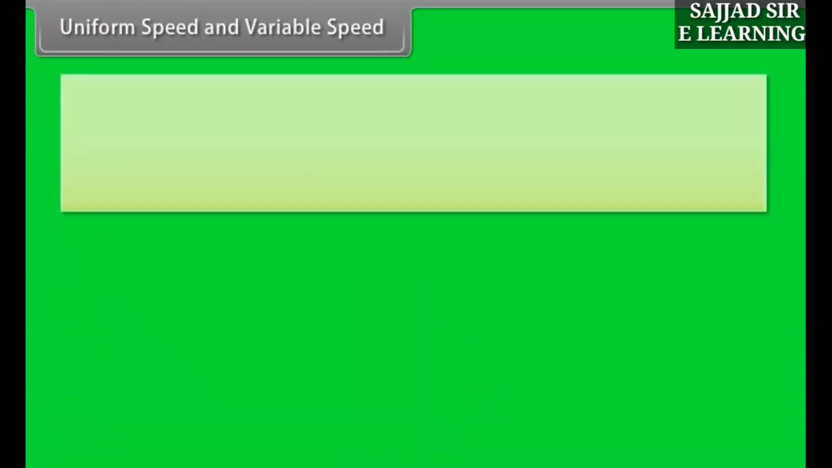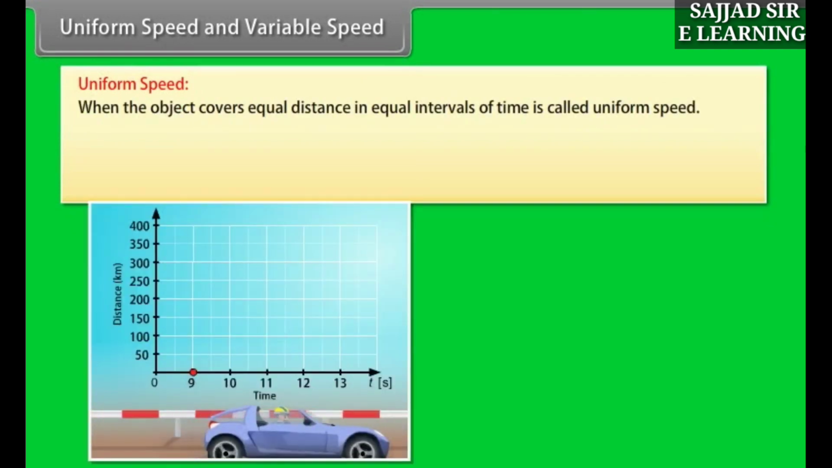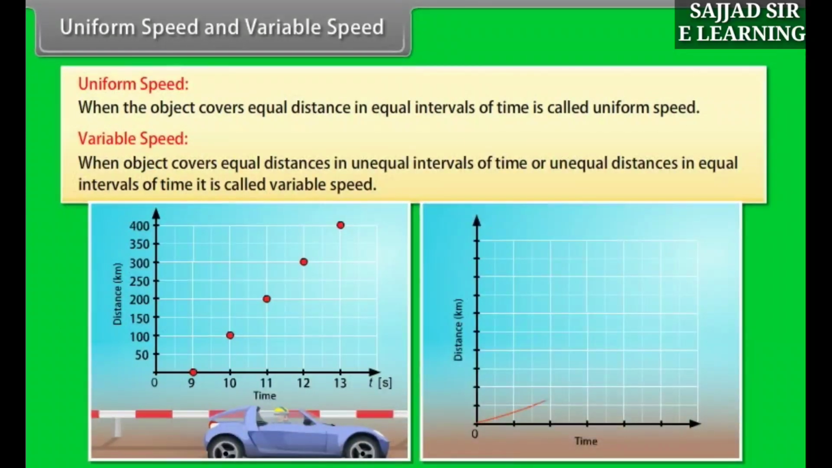Uniform speed and variable speed. Uniform speed: when the object covers equal distance in equal intervals of time, it is called uniform speed. Variable speed: when the object covers equal distances in unequal intervals of time or unequal distances in equal intervals of time, it is called variable speed.